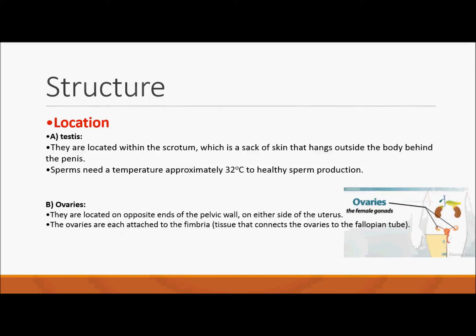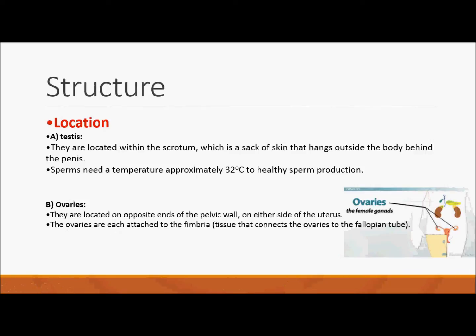Now, the testes are located in the scrotum, a sac of skin that hangs outside the body. Sperm need a temperature of approximately 32 to 35 for healthy sperm production, because the enzymes produced need to be at a lower temperature than 37 degrees centigrade.